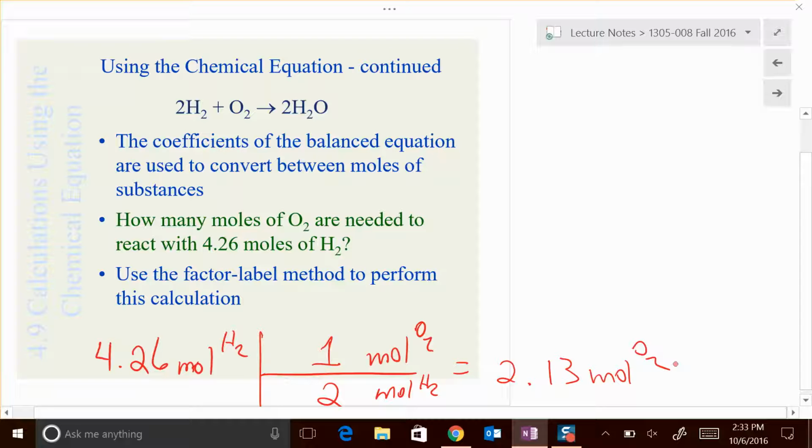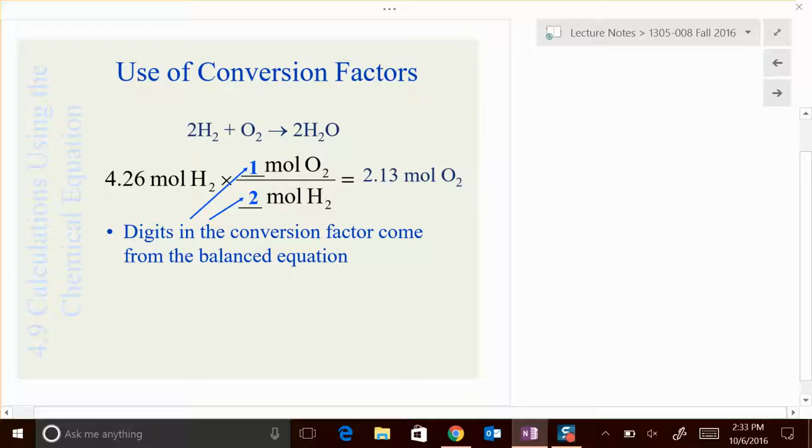That's how many moles of O2 are needed to react with 4.26 moles of H2. Right? Okay? So that's what we're going to see here. So we set it up correctly. I just use my balanced equation to help me find the relationship. Okay?